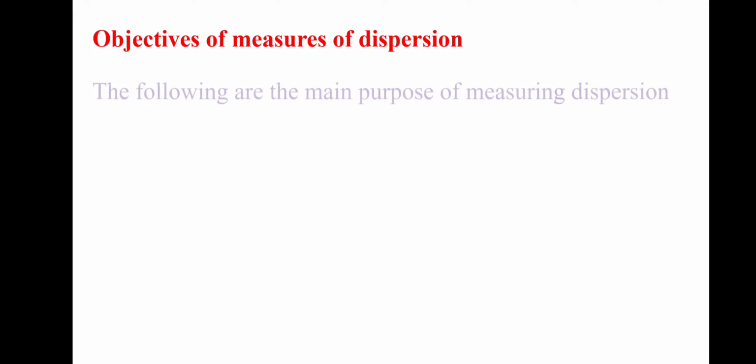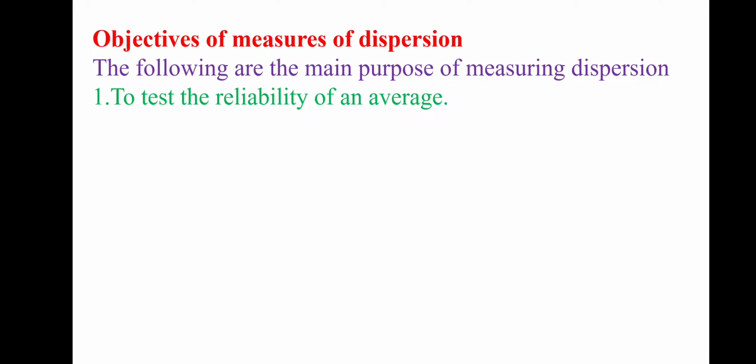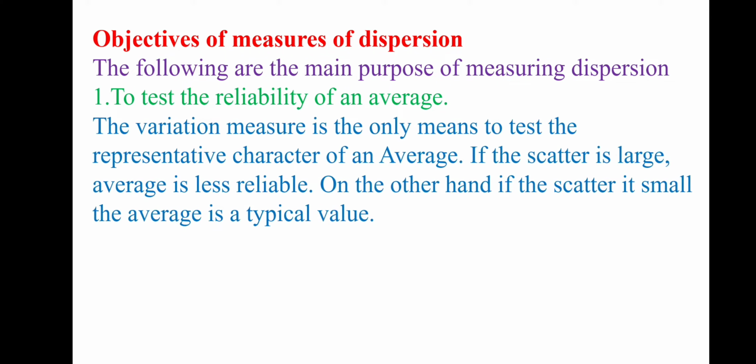Then, what are the objectives of measures of dispersion? The following are the main ones. What are they? To test the reliability of an average. Average, whether it is reliable or not when we are going to take a calculation. The variation measure is the only means to test the representative character of an average. If the scatter is large, the average is less reliable. On the other hand, if the scatter is very small, the average is a typical value.